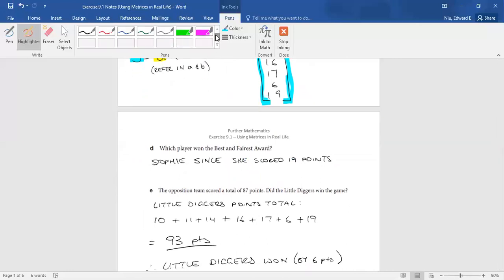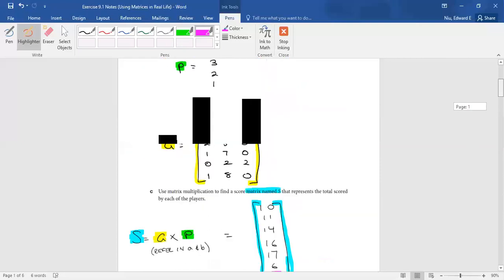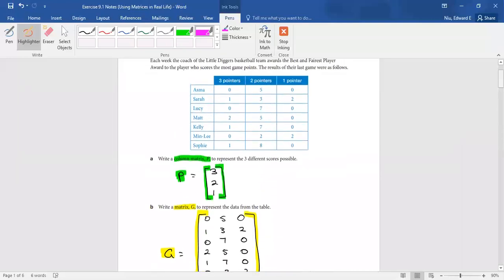We'll go and highlight this. So the 19 points is from up above, and we can see Sophie is going to get the award.